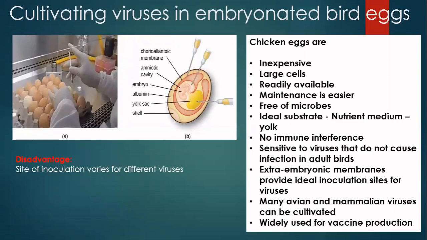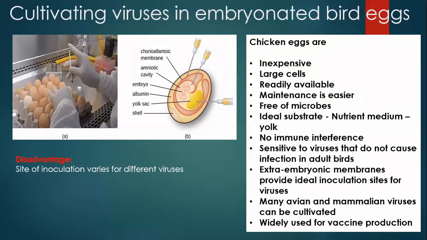As mentioned earlier, this kind of inoculation can be carried out in bird eggs. But among the bird eggs, the most preferred are the chicken eggs. And why this is so, you can see here. Chicken eggs are inexpensive, they're large cells, they're readily available, easy to maintain, sterile, an ideal substrate. There is no immune interference.